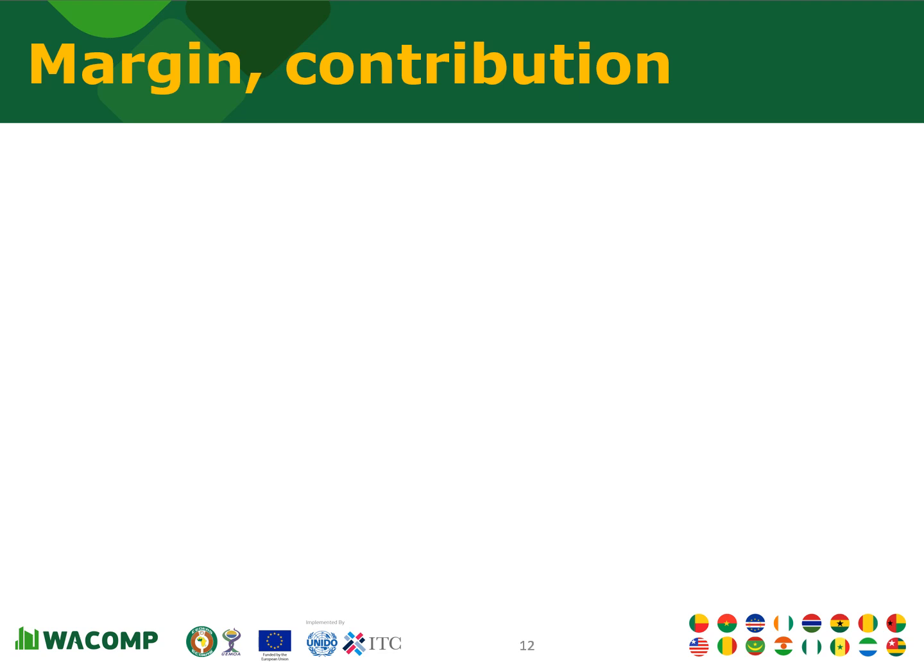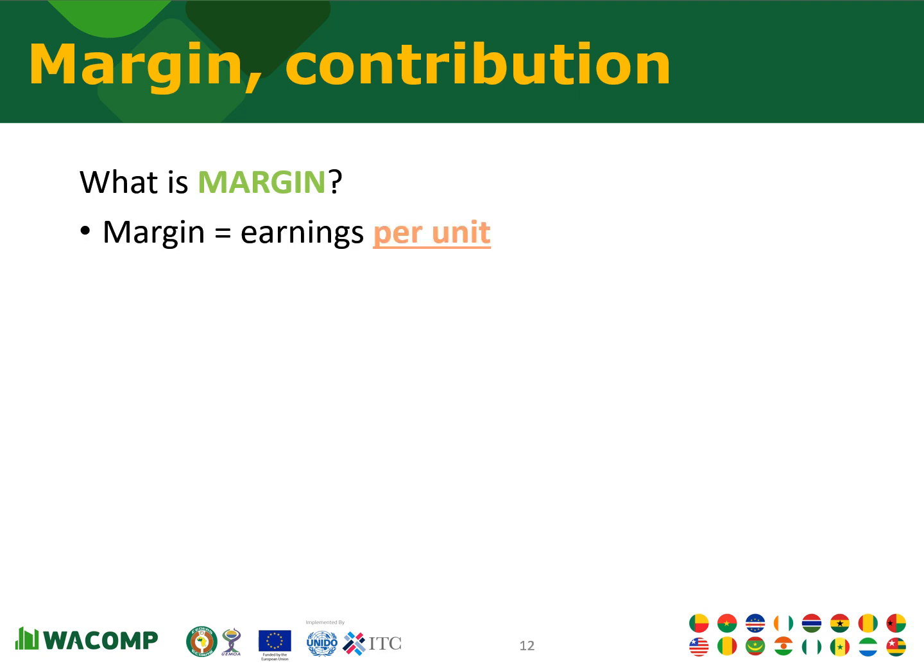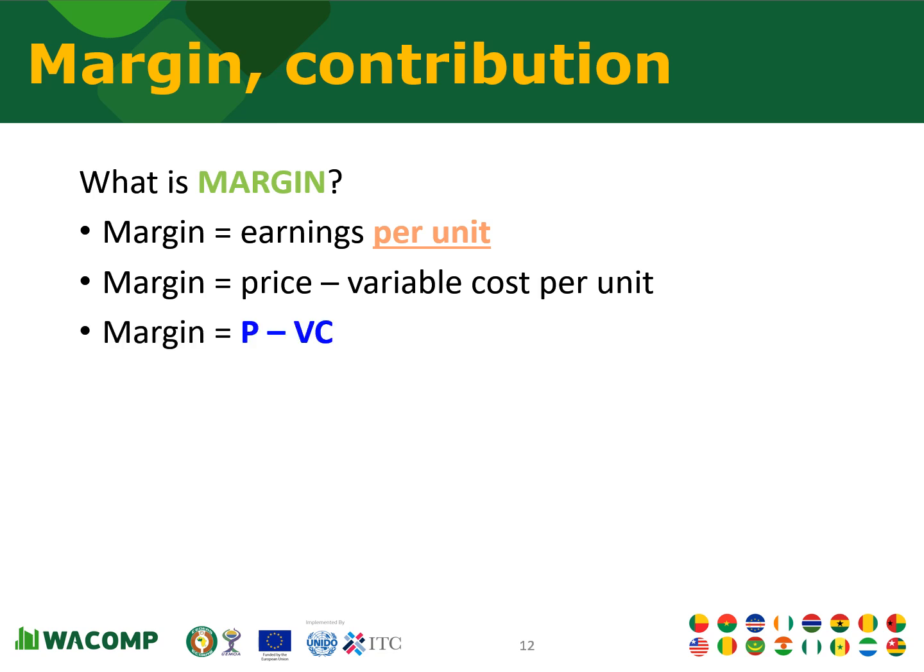Margin and contribution. What is margin? Margin is earnings per unit. It is what you earn after producing, delivering and selling one unit. Margin is the price minus all variable costs per unit. The formula for margin is P minus VC.